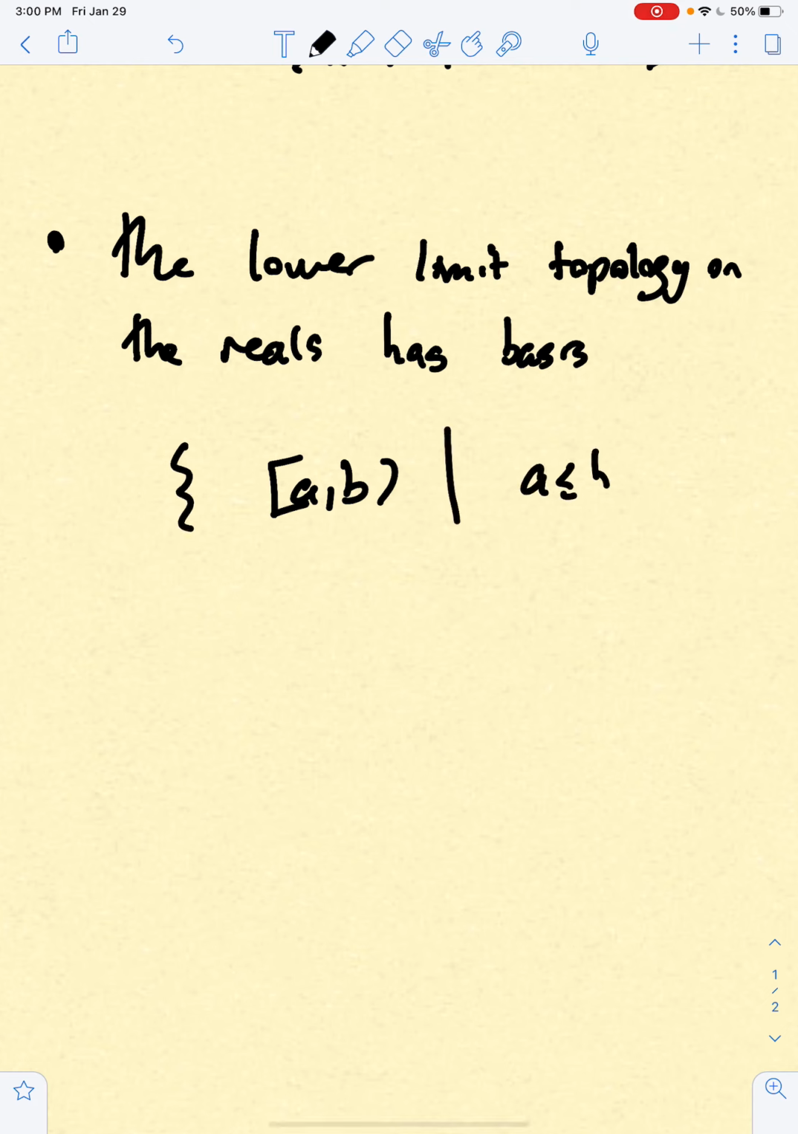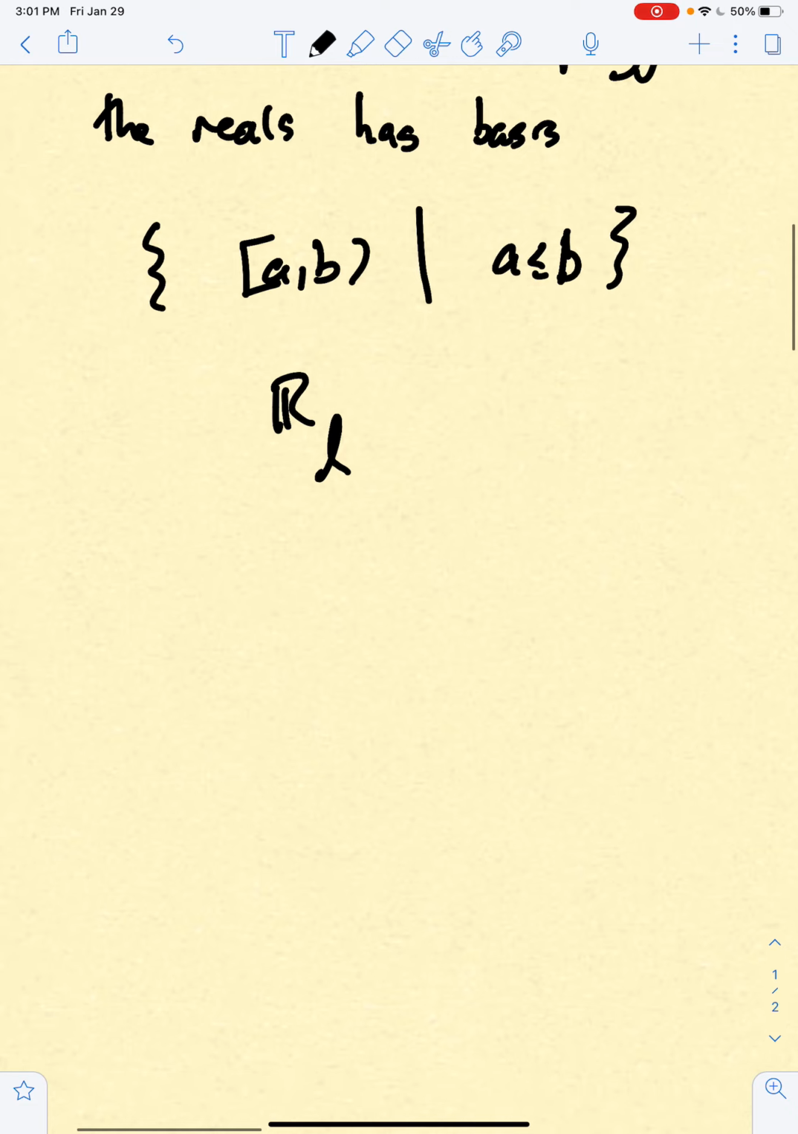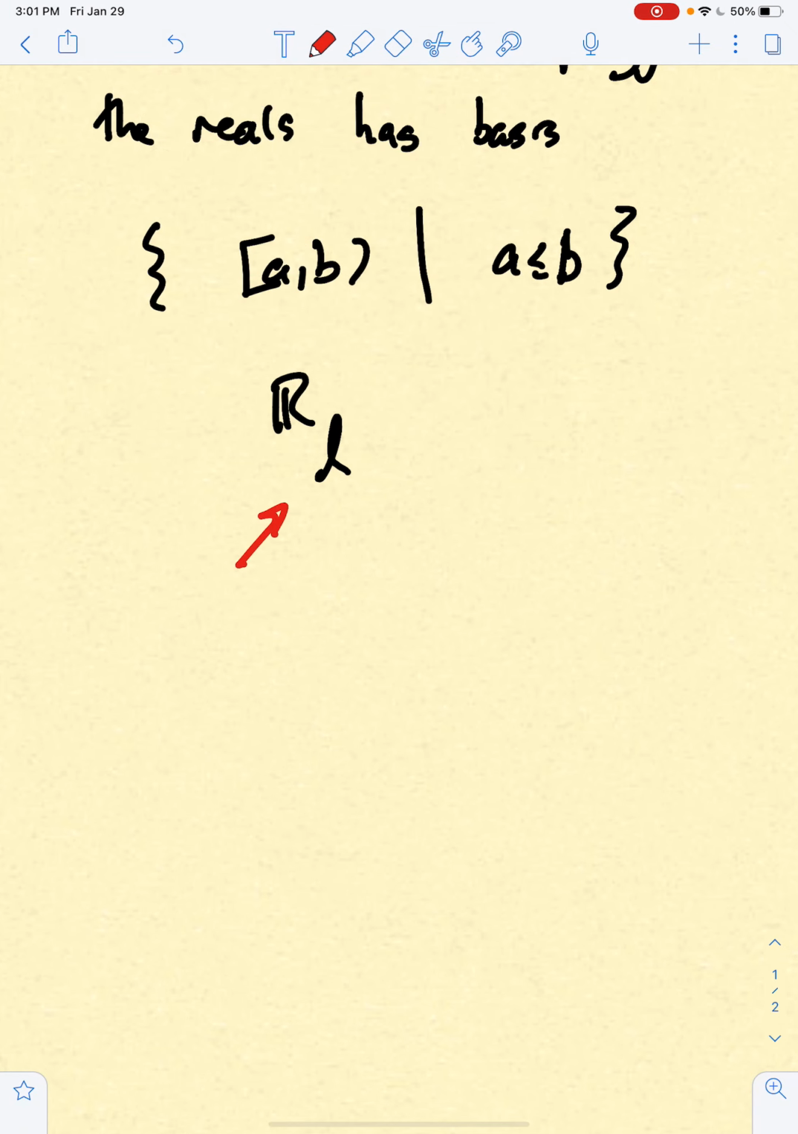So again, a is less than b. And when I consider the reals with this basis or with this topology, I'll write it as R subscript L. It's supposed to be like a script L. You can actually recover this symbol in LaTeX as backslash ell.